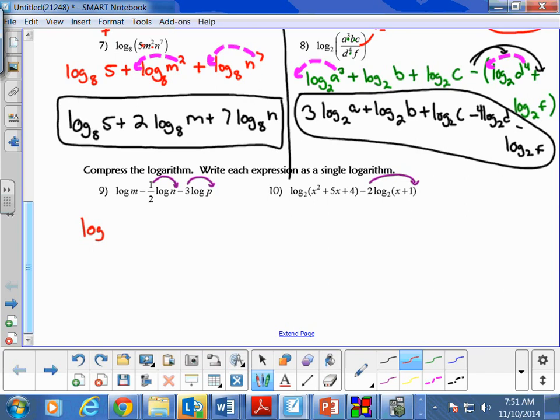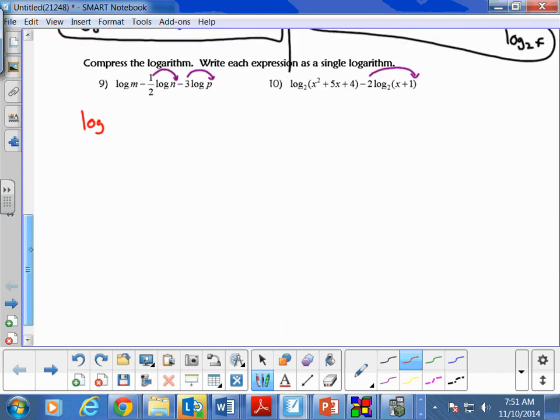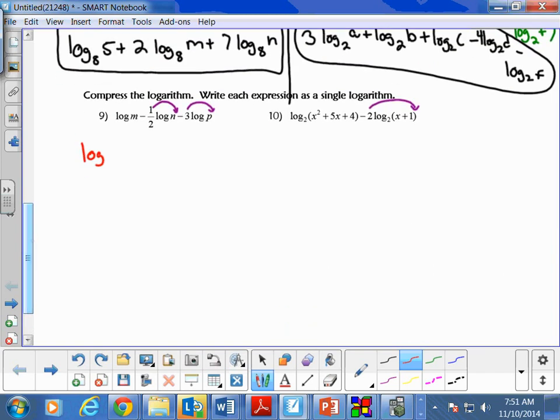Let me extend the page a little bit because I want to make sure that I have an even writing surface. But here, log of n to the 1/2 power minus log of p cubed. Now, this is something important. Y'all see the minus right here? You can factor out that minus.